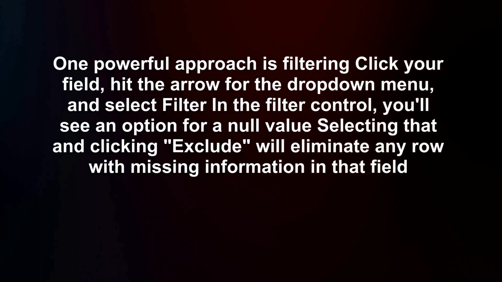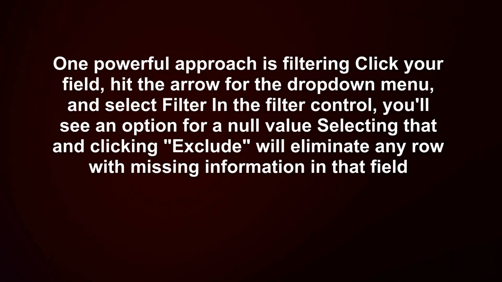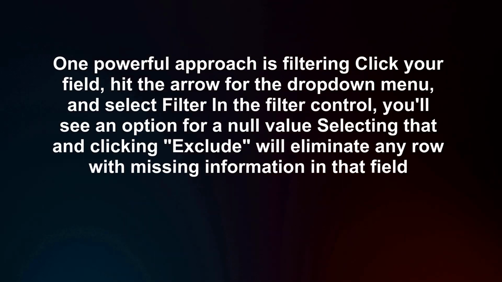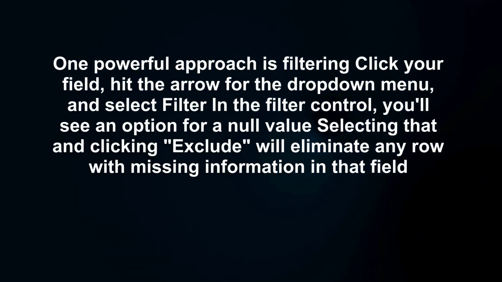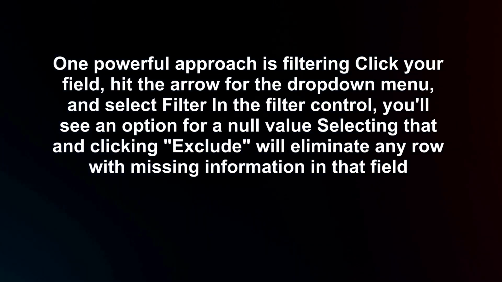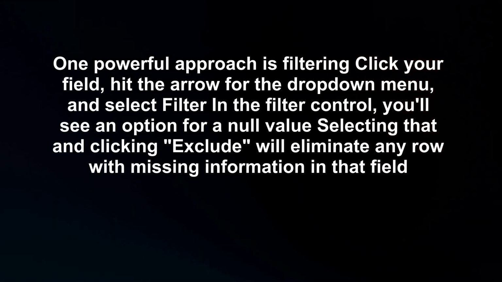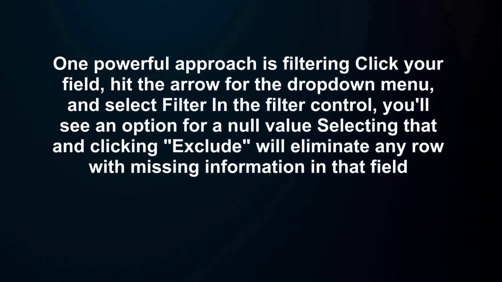One powerful approach is filtering. Click your field, hit the arrow for the drop-down menu, and select Filter. In the Filter control, you'll see an option for a null value. Selecting that and clicking Exclude will eliminate any row with missing information in that field.